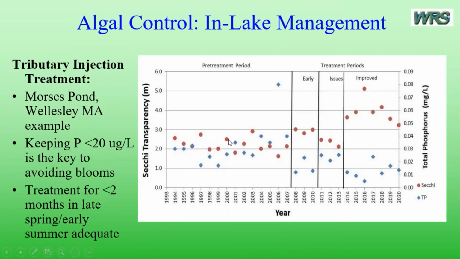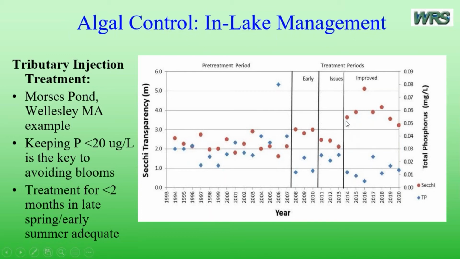Here you see this is before treatment. Clarity was hardly ever 10 feet or 3 meters. Phosphorus was usually above 20 micrograms per liter, which is a problem here. When we first set up the system, it worked really well for 3 years, but we were using alum and sodium aluminate, and it was eating up the equipment. We had a whole bunch of other issues, some of which were human error, and we didn't really do so well for the next 3 years.